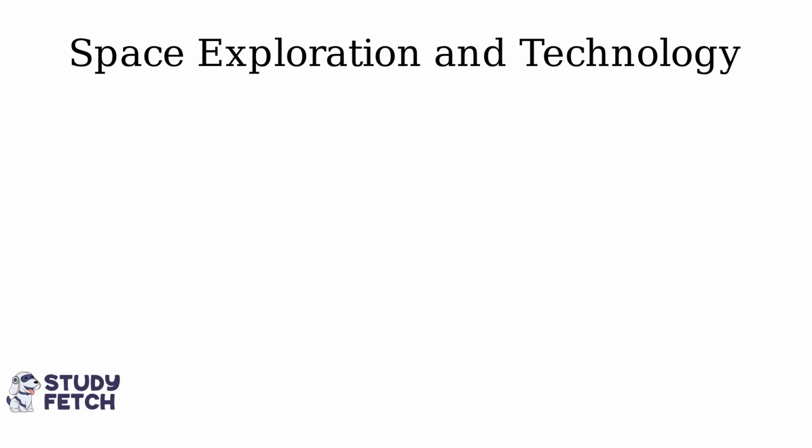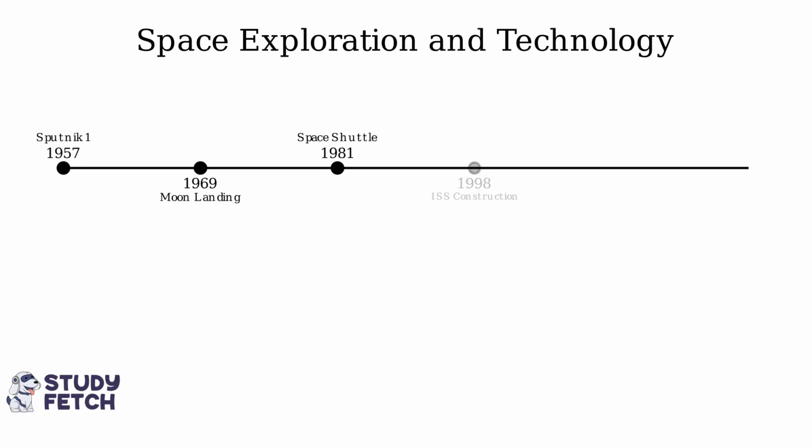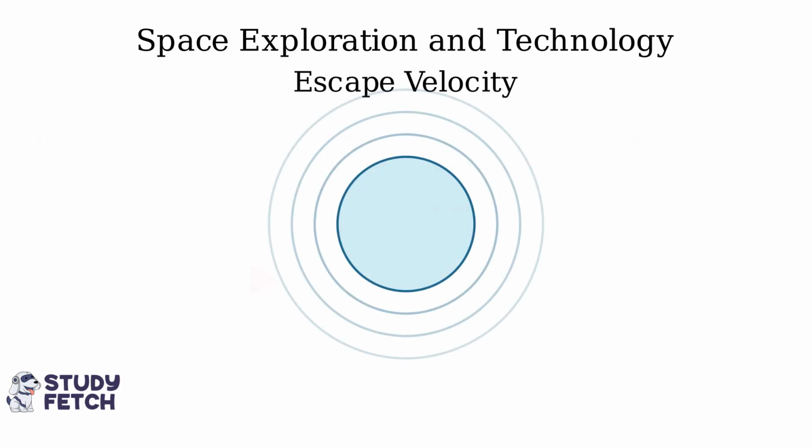We now explore space exploration and technology, which has evolved dramatically since the first satellite launch. Space exploration began with Sputnik in 1957, followed by major milestones like the moon landing in 1969, the Space Shuttle program, and more recent Mars rover missions. To leave Earth, rockets must achieve escape velocity, about 11.2 kilometers per second. This is the speed needed to break free from Earth's gravitational pull.